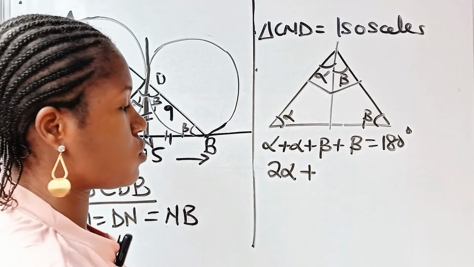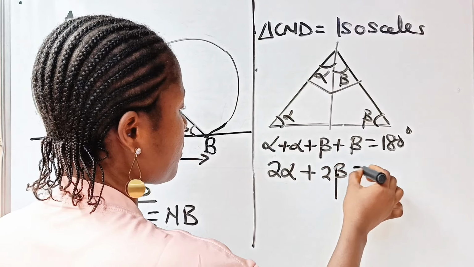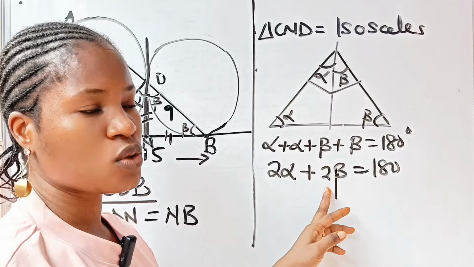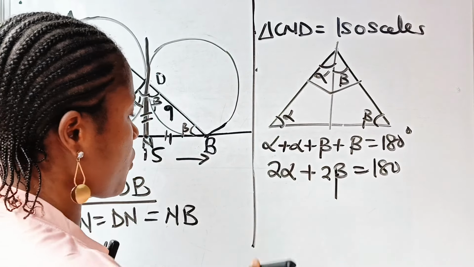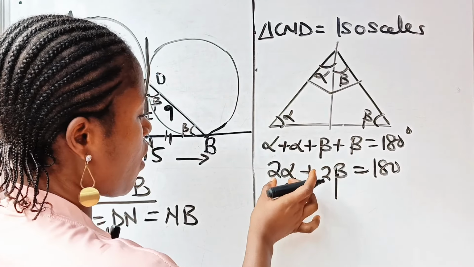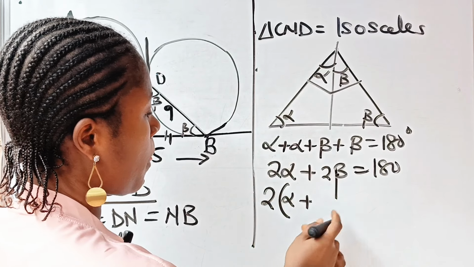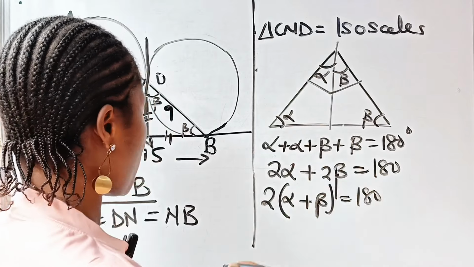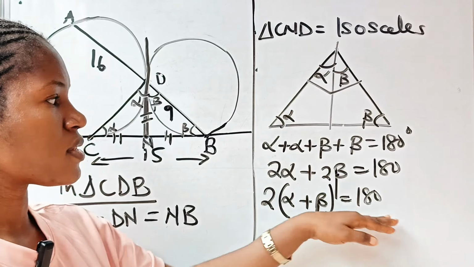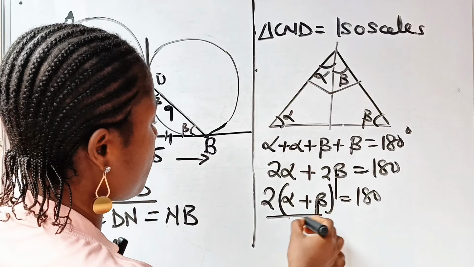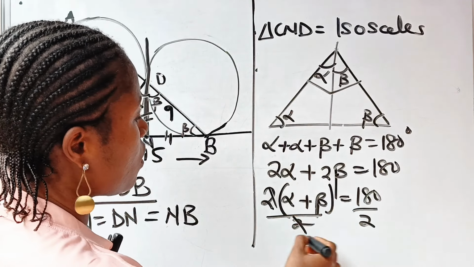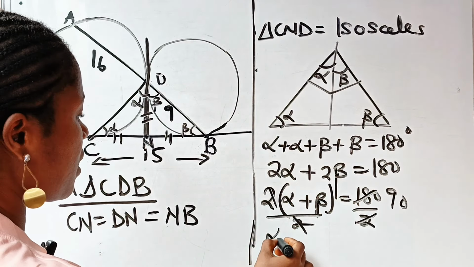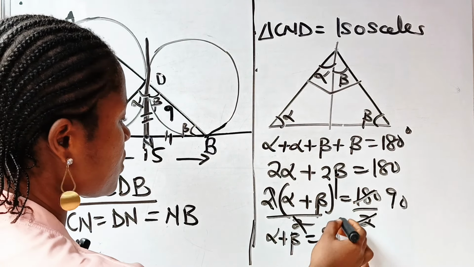Beta plus beta is 2 beta, is equal to 180 degrees. Now they share the same factor 2, so let's factorize it out. 2 alpha divided by 2 is alpha. 2 beta divided by 2 is beta, is equal to 180. So if we divide both sides by 2, this is 90, right? So it simply means that alpha plus beta is 90 degrees.